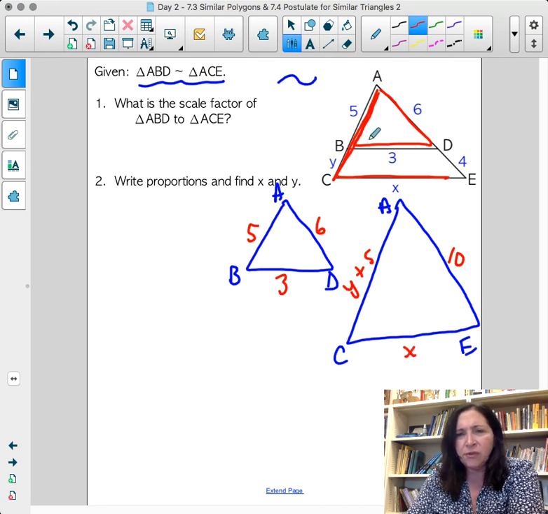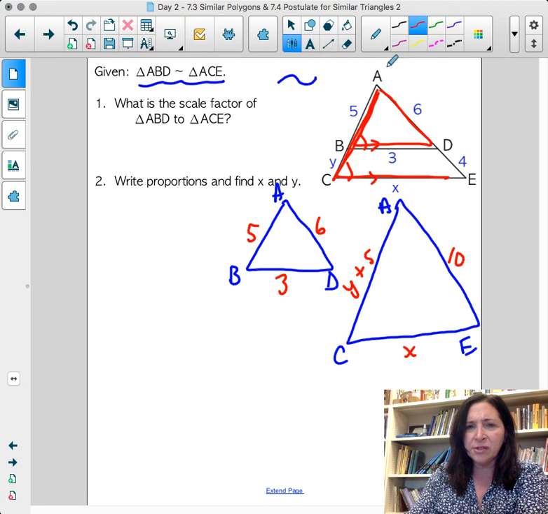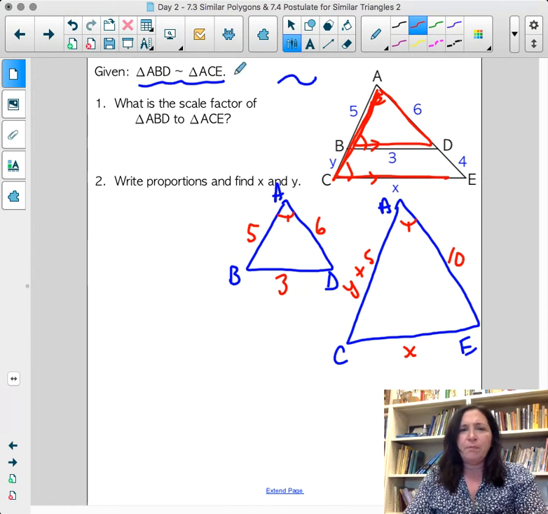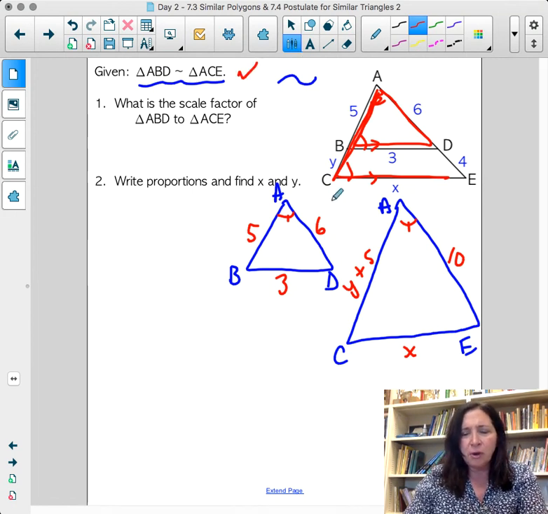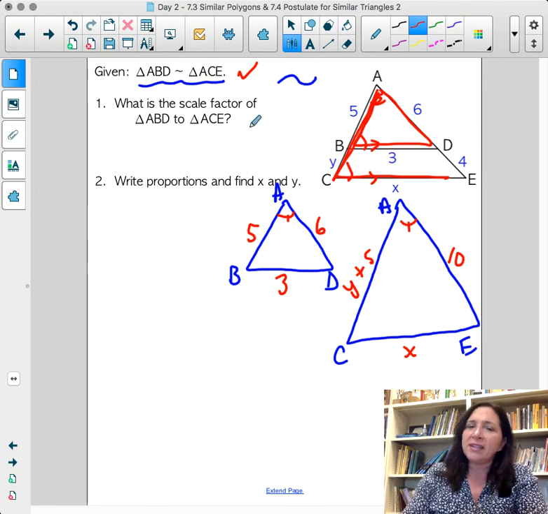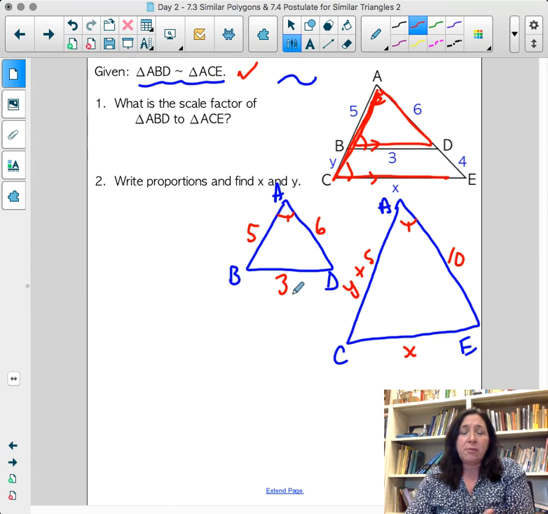Now we're assuming that these are parallel. And in that assumption, these angles would be the same because they're corresponding angles. We already know that this angle is the same because angle A is congruent to angle A. But by stating that these two triangles are similar, that is saying that the sides are going to be proportional. So for the sides to be proportional, that means I can make two ratios for each of the sides.